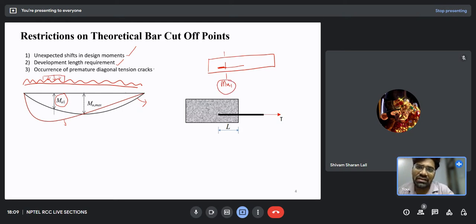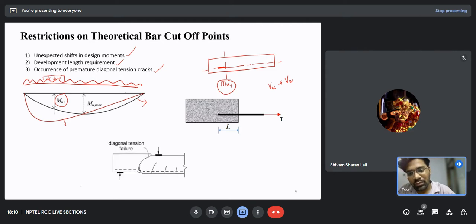Now, the third reason behind the restriction on theoretical bar cutoff point is the occurrence of premature diagonal cracks. We also know that the tensile reinforcement present in the beams is not only responsible for resisting the moments, but it is also responsible for resisting the shear forces. How? Because whatever resistance we get from the beam is equal to Vc plus Vs, that is shear resistance due to concrete and shear resistance due to the stirrups, and the shear resistance due to the concrete depends upon the percentage of tensile reinforcement. So if I abruptly remove some reinforcement from a certain section, then there are chances of formation of diagonal tensile cracks, as you can see in this sketch.